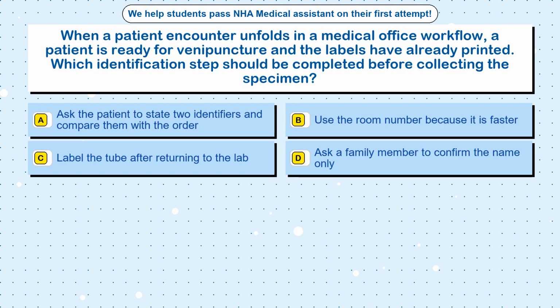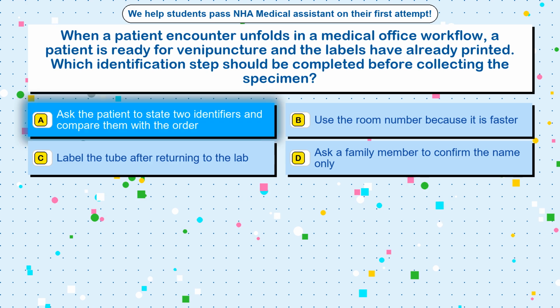Question 5. When a patient encounter unfolds in a medical office workflow, a patient is ready for venipuncture and the labels have already printed. Which identification step should be completed before collecting the specimen? Option A. Ask the patient to state 2 identifiers and compare them with the order. Option B. Use the room number because it is faster. Option C. Label the tube after returning to the lab. Option D. Ask a family member to confirm the name only.